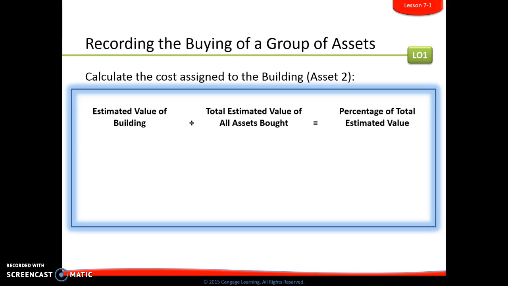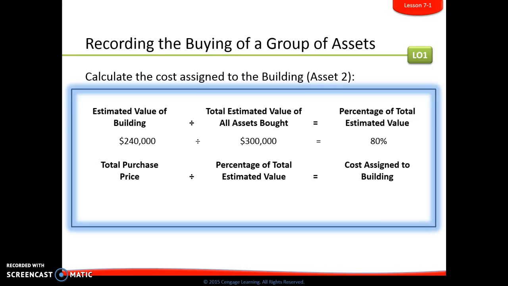So in this case, we're going to take the estimated value of the building, which was 240,000, divided by the total estimated value, 300,000. That gives us an 80% total estimated value. Okay, then we're going to take the purchase price. So we bought it for 280,000, divided by that 80%. So now we're going to give the cost assigned to the building 224,000.